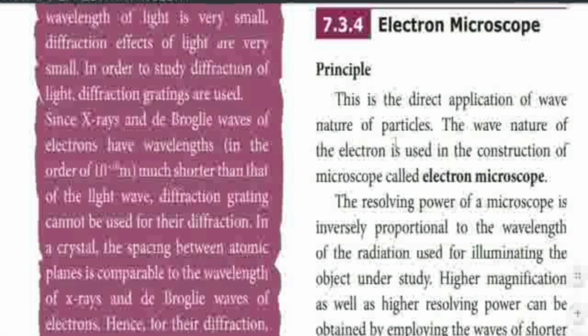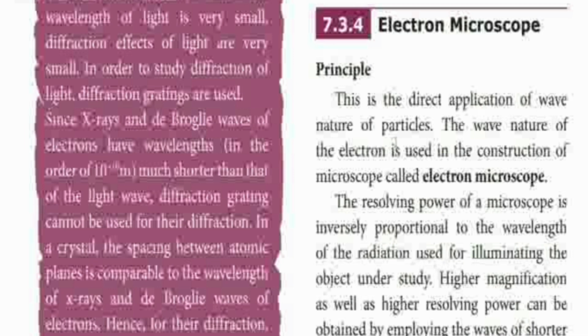Microscopes, you know, are used to magnify the image. In the electron microscope, the wave nature of the electron is used. The principle of the electron microscope is that the electron is moving in the form of a wave. An ordinary microscope can magnify the image 1 to 2000 times, but the electron microscope can magnify the image up to 2 lakh times.